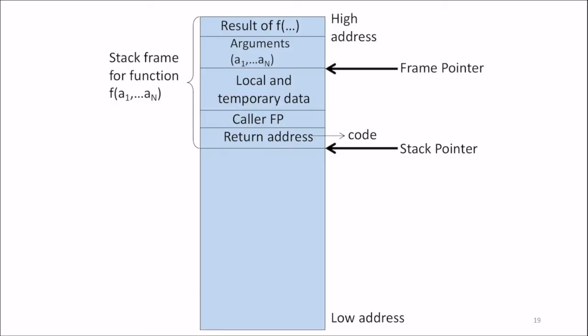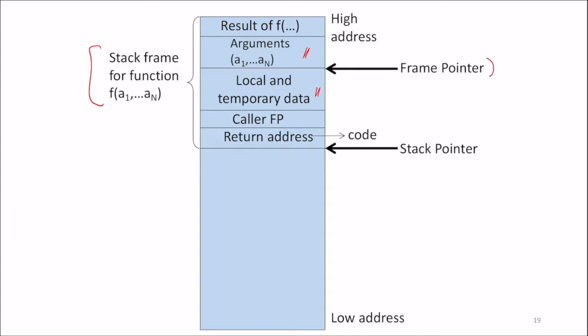So if you look at the memory structure, it looks like this. This is the whole stack frame for function F with arguments A1 through AN. We're going to store the result of F on the stack. All of the arguments are here. All of the local variables and the temporary data are here. We have a frame pointer.